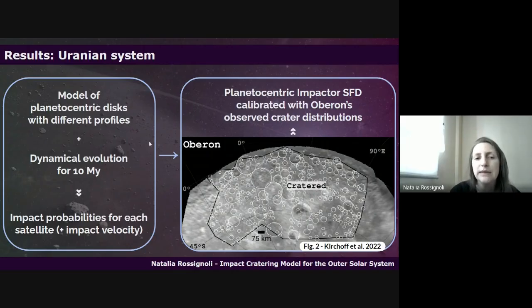So we used the impact velocity obtained in our simulation and the observed crater counts published in 2022, which is this area of Oberon. And with that, we built a customized impactor population that would fit the crater counts on Oberon. So in some way, this model is tailored or customized to explain Oberon's crater counts. But what happens with the rest of the satellites?